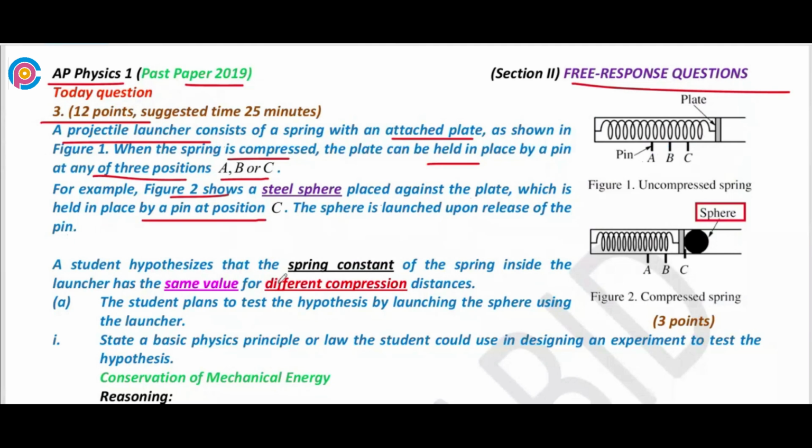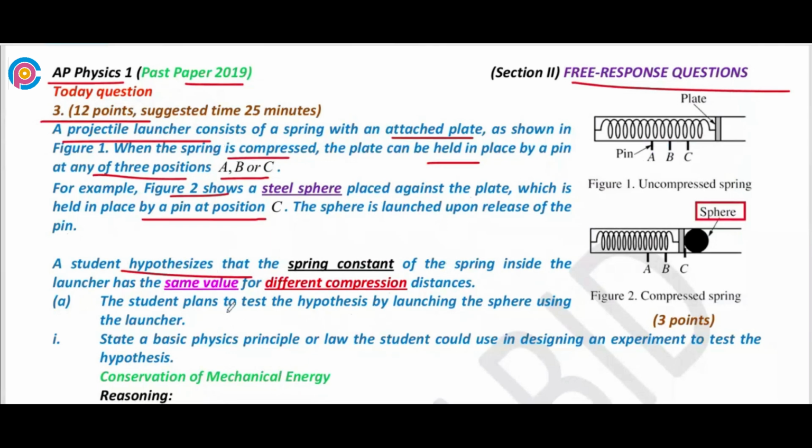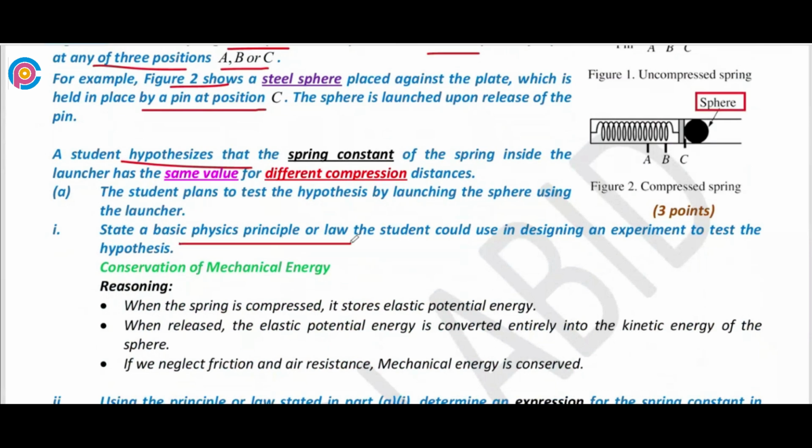A student hypothesizes that the spring constant of the spring inside the launcher has the same value for different compression distances. So that's the hypothesis of the student. The student plans to test the hypothesis by launching the sphere using the launcher. Now, the first part of the question states the basic physics principle or law that the student should use in designing an experiment to test the hypothesis.